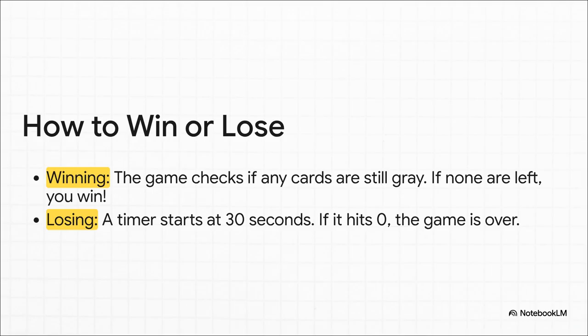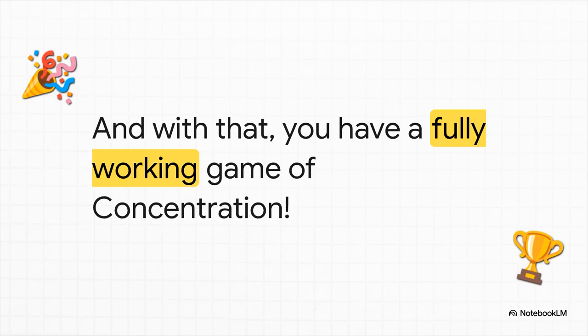For losing, we can just add a simple timer. We'll start it at, say, 30 seconds and have it count down. If that timer hits 0 before you find all the matches, game over. And just like that, there you have it. By taking this big, kind of intimidating problem and just breaking it down into smaller, manageable pieces, the board, the clicks, the rules, you've built a complete working game from the ground up.